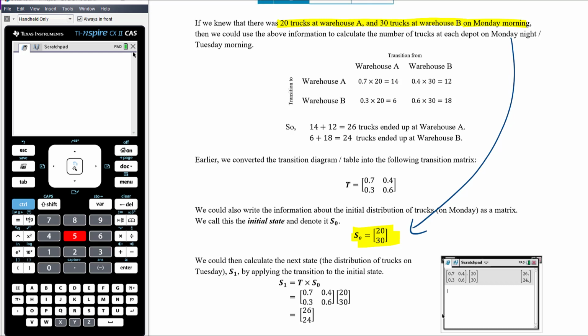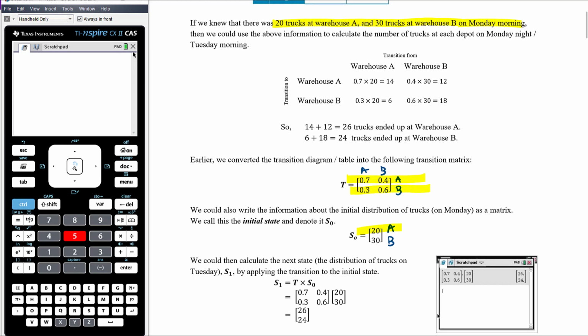So on Monday morning, this is what's happening. In our transition matrix, this is warehouse A and B. The top row is A and the bottom row is B. So your state matrix must be consistent with that. The top row must be the initial state of A and the bottom row must be the initial state of B. The top row here is about trucks that end up at A, so the top row here needs to be trucks that are at A. The bottom row is trucks that end up at B, so the bottom row must be about B. Okay, so it's important that you're consistent about that.